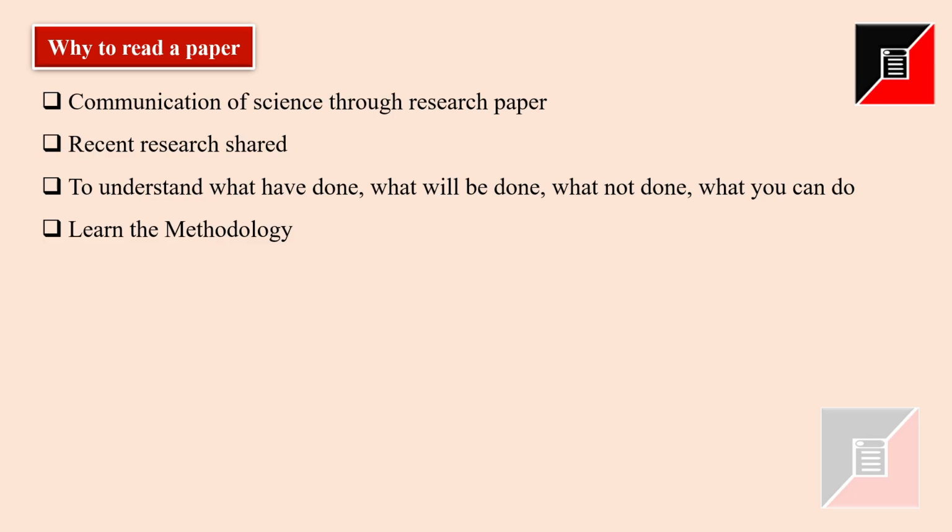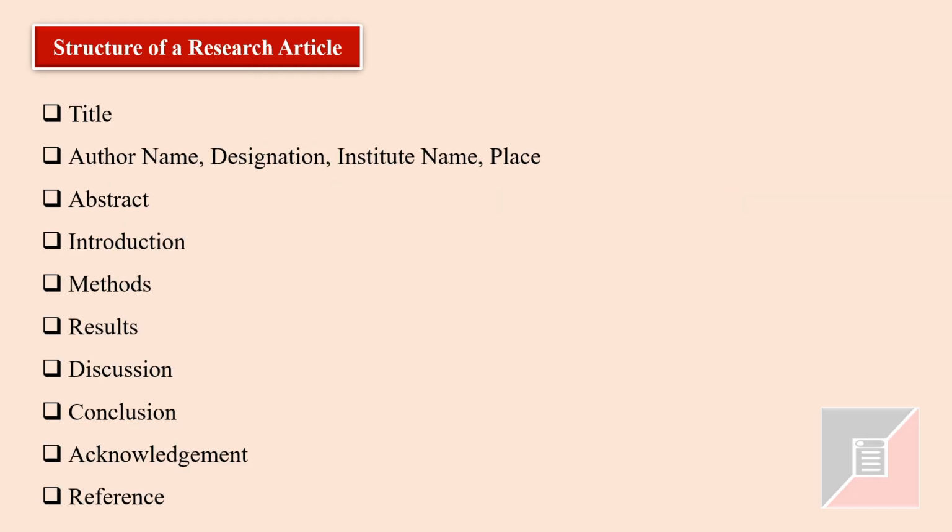To understand what has been done by others, what will be done by others, what has not been done by others, and what you can do among others. That's all about reading a research article. And to learn the methodology: when you read, for example, 30-40 papers, you can know what methodology each one has used, what type of methodology they have used. You can learn all of it. That is the main reason we read literature.